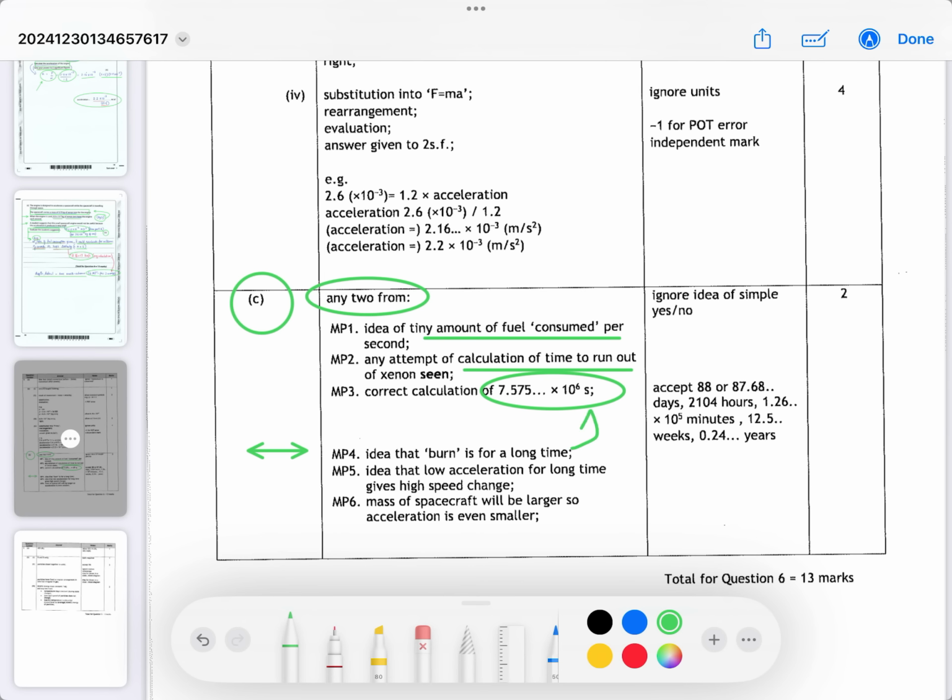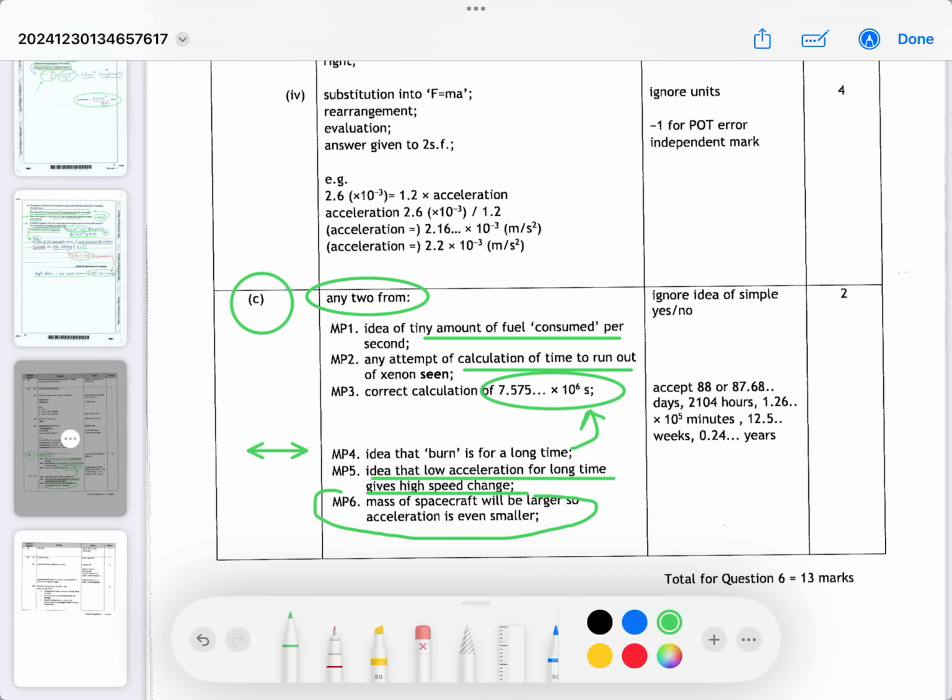This can burn for millions of seconds, and the idea that although it's a low acceleration, for a long time it can give a high change in speed, which I think I covered. All these points. Also, the mass of the spacecraft will be larger, so the acceleration is even smaller. That would be another marking point which I did not refer to. Okay, so I hope that makes sense.